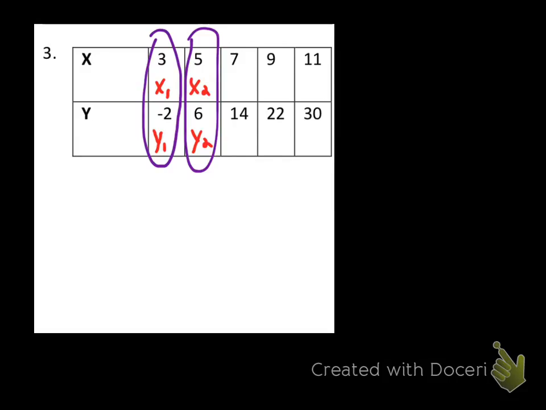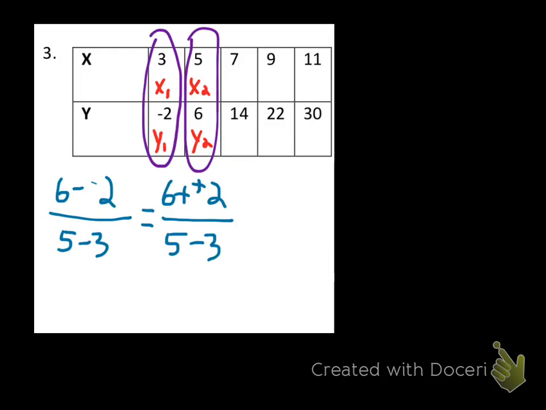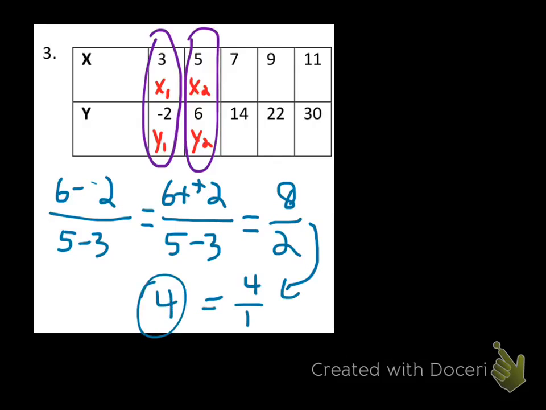And then I am going to start subtracting. Let's go with 6 minus negative 2 over 5 minus 3. I'm going to change that top again to 6 plus positive 2, which is going to give me 8 over 2, which simplifies to 4 over 1, or just 4. So if we were to graph the line containing these points, since there's a slope of positive 4, the line would be increasing from left to right.